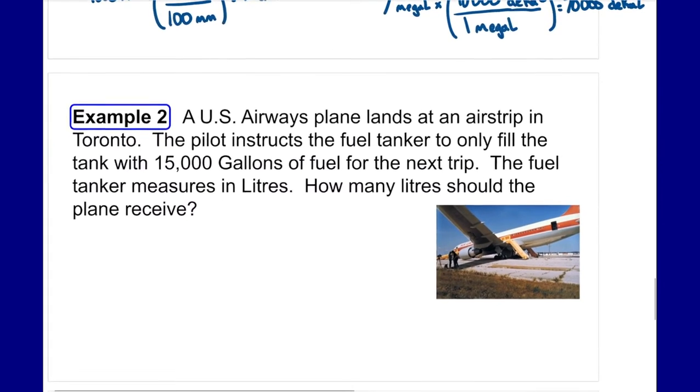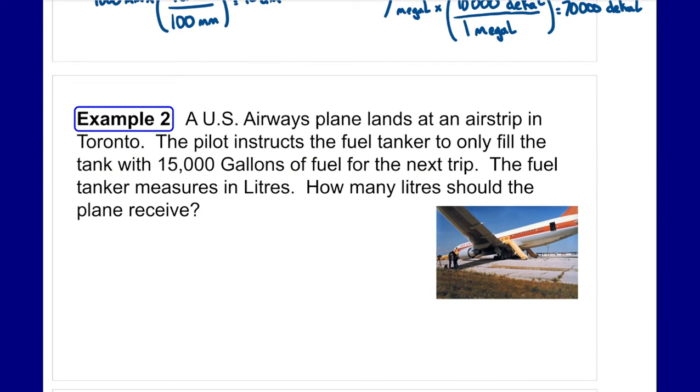Let's take a look at one word problem. A U.S. Airways plane lands at an airstrip in Toronto. The pilot instructs the fuel tanker to only fill the tank with 15,000 gallons of fuel for the next trip. The fuel tanker measures in liters. How many liters should the plane receive? So again, we need to have a unit rate comparing gallons to liters. So in this case, we know that 1 gallon is equal to 3.785 liters.